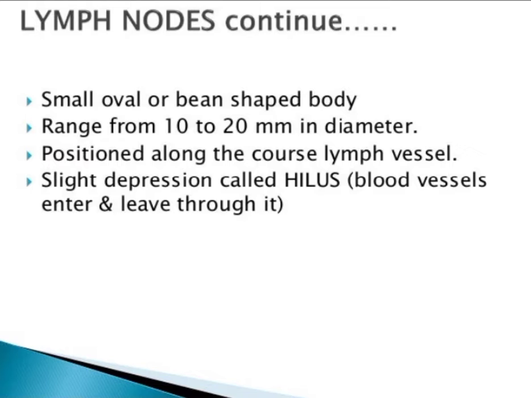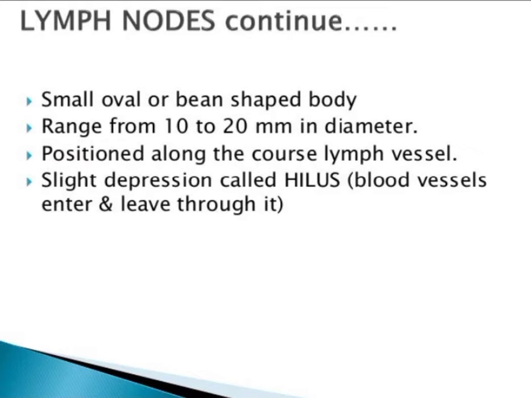Lymph nodes are small oval or bean-shaped bodies ranging from 10 to 20 mm in diameter, positioned along the course of lymph vessels. There is a slight depression called the hilus. Blood vessels enter and leave through it.